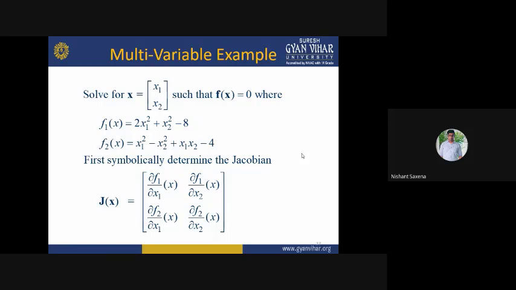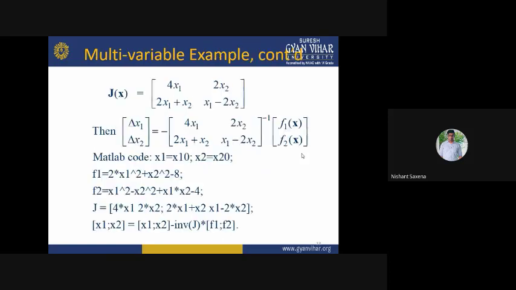Similarly, del f2 upon del x1 comes to be 2x1 plus x2, and del f2 upon del x2 comes to be minus 2x2 plus x1. So when we substitute these values, we have to find the deviations. To find the deviation delta x, we have to take the inverse of this matrix and multiply it with the function values.